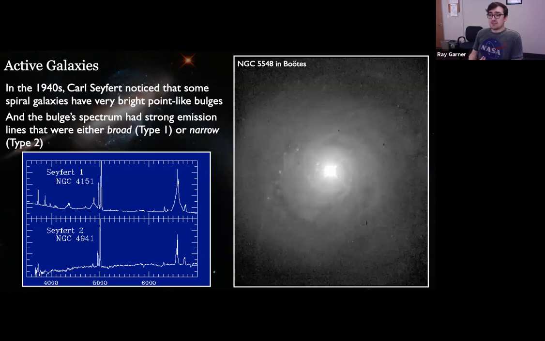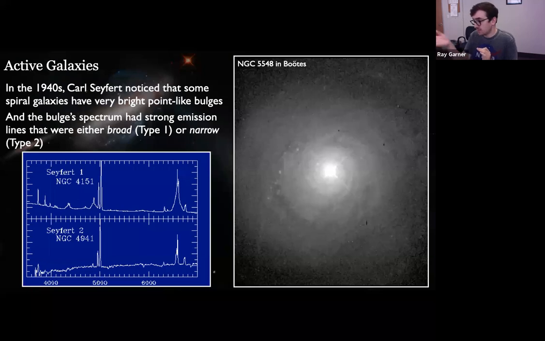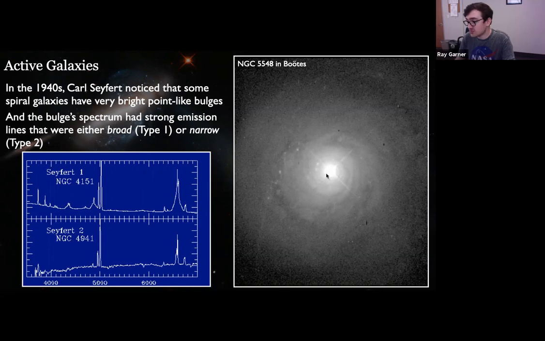Then in the 1940s, 30 years later, Carl Seyfert noticed that some spiral galaxies have these very bright, almost point-like, almost star-like bulges. For example, here is NGC 5548, where you can see the disk, but wow, is that bulge so bright, it's actually causing a diffraction pattern from the camera. It's actually overwhelming the camera and causing it to appear like a star.